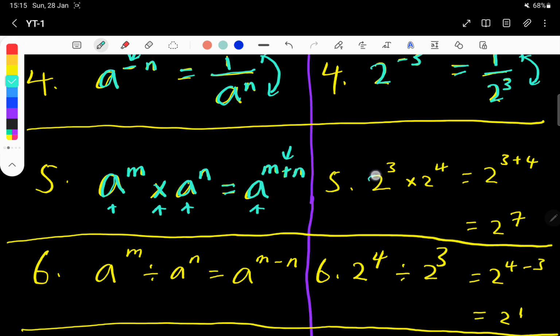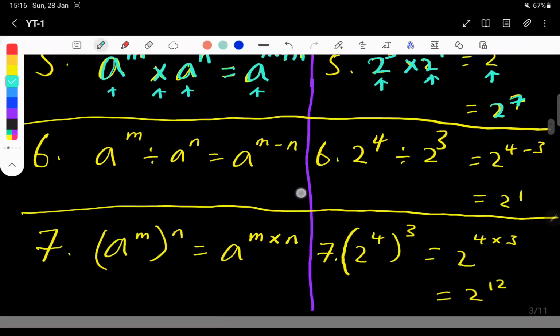For example, like 2 power of 3 multiply with 2 power of 4. Since both also have the common base of 2, the answer we have also the common base of 2, but for the power part, you need to carry out the additions process, which is 3 plus 4. So end up you have 2 power of 7. Easy?